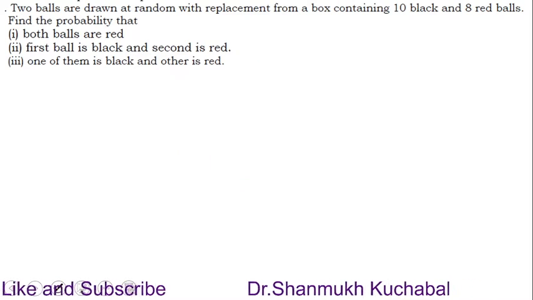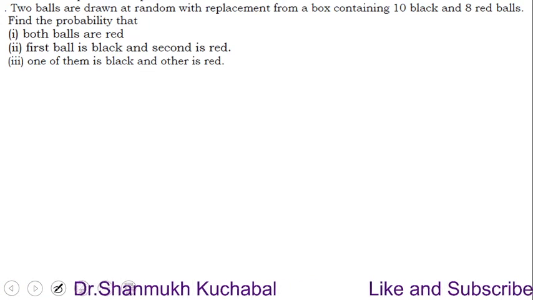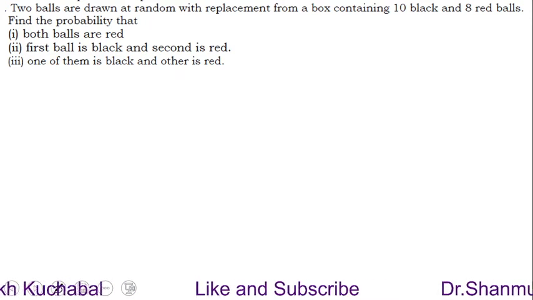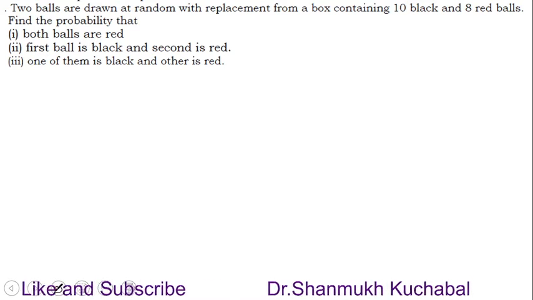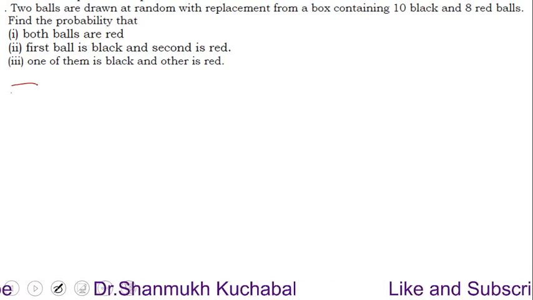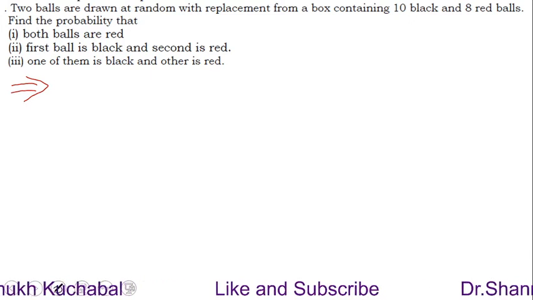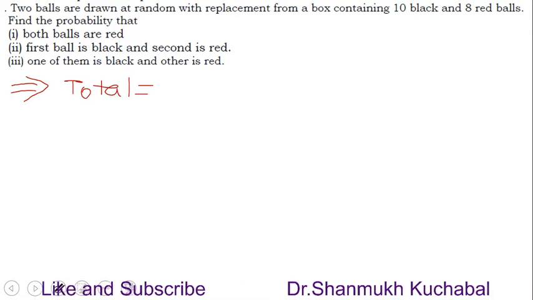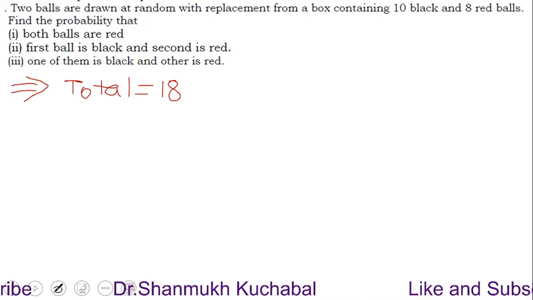Okay, we'll move to our next example. The question is: two balls are drawn at random with replacement from a box containing 10 black and 8 red balls. Find the probability that both balls are red. Okay, so basic information, I'll write the given things. The total number of balls is 18. How? 10 plus 8 gives 18.